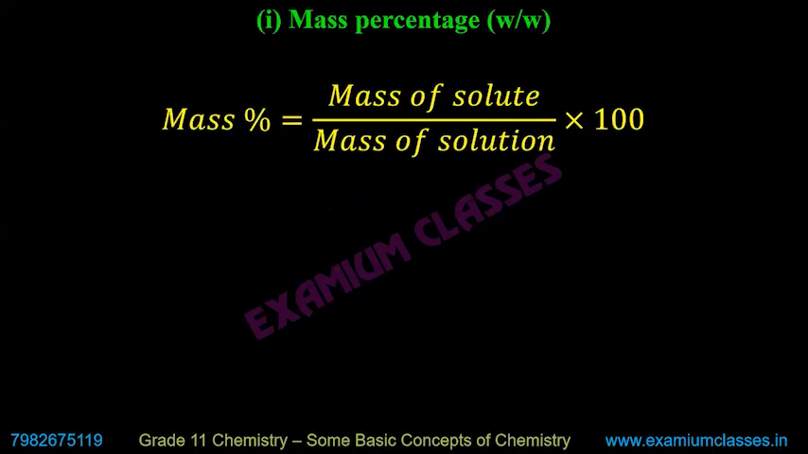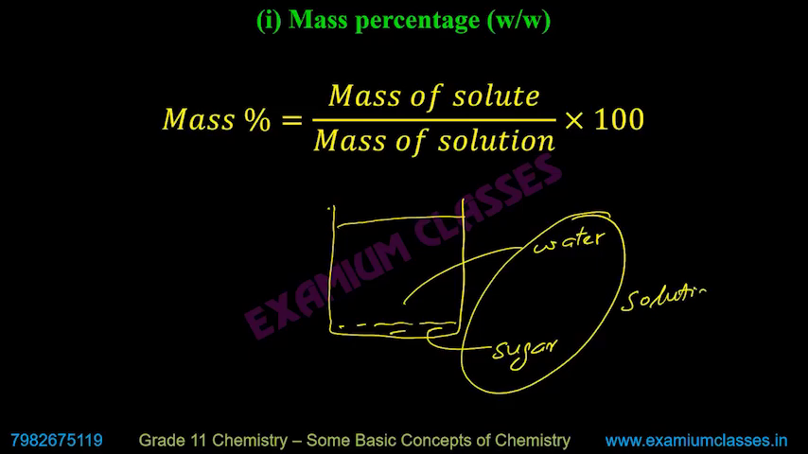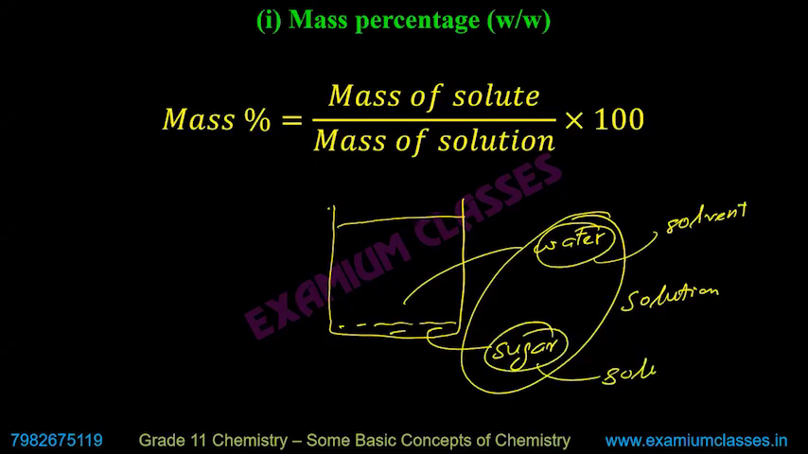If you understand this diagrammatically, say you have water and you mix sugar in. So some sugar is there, and the whole is known as the solution. Water is the solvent. Sugar is the solute. So solute is dissolved in solvent to get a solution. Sugar is dissolved in water to get a sugar solution.